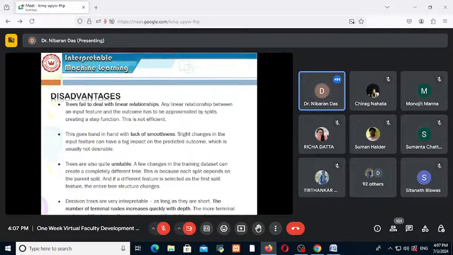And a tree fails to deal with linear relationships, right? Any relationship between the input feature and the outcome has to be approximated by splits, creating a step function, which in some cases is not efficient. This goes hand in hand with the lack of smoothness. So slight changes in the input features can have a big impact on the predicted outcome, which is usually not desirable. And trees are also quite unstable. A few changes in the training data set can create a completely different tree. So these are some of the challenges.